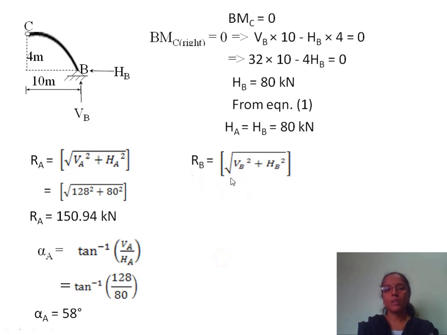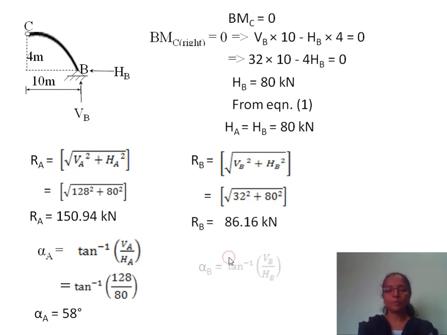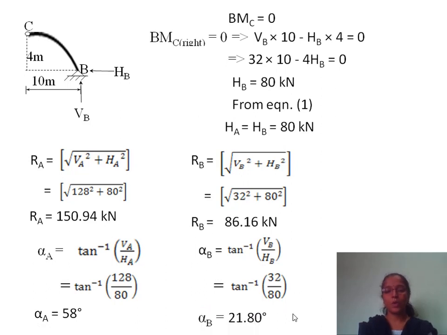And RB is equal to root of VB square plus HB square, that is root of 32 square plus 80 square. Hence RB is equal to 86.16 kilonewton. And inclination of RB with respect to horizontal is tan inverse of 32 by 80. So therefore alpha B is equal to 21.8 degrees. So that completes the first part of finding the magnitude and direction of the reactions at the supports.